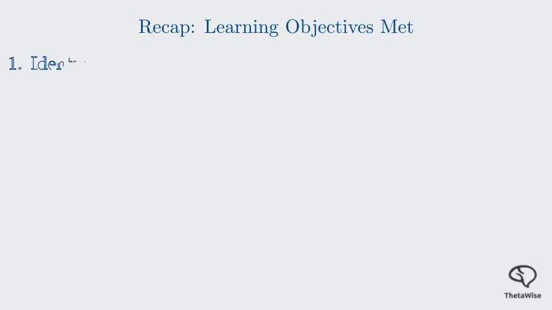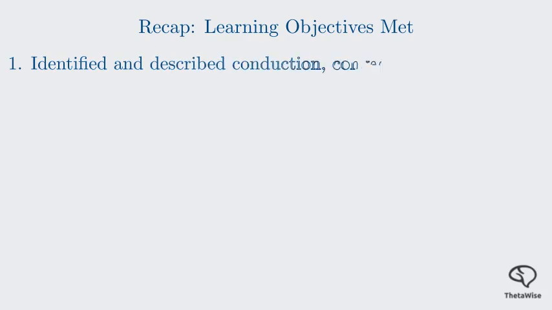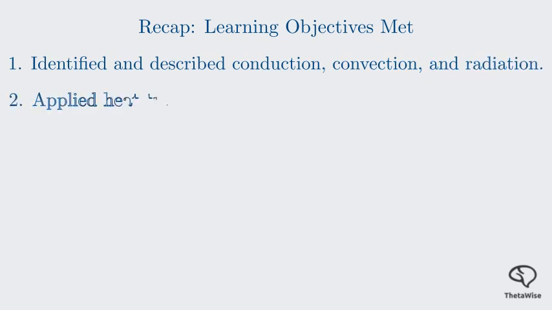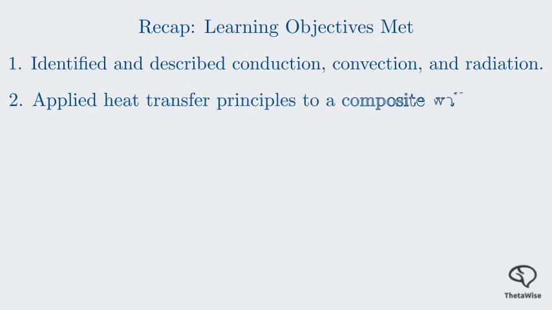We have identified the 3 modes of heat transfer: conduction, convection, and radiation, and described the physical mechanisms and governing laws for each. And we have applied these concepts to solve a practical problem involving a composite wall, which served as an excellent introduction to thermal resistance networks. This understanding of series thermal resistances is the key to our next major topic, the analysis of heat exchangers, which we will begin in the next scene.